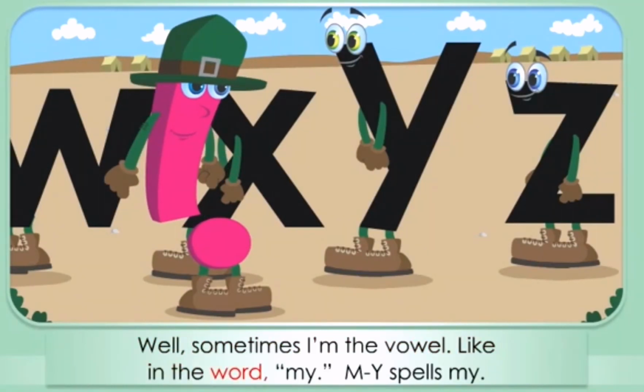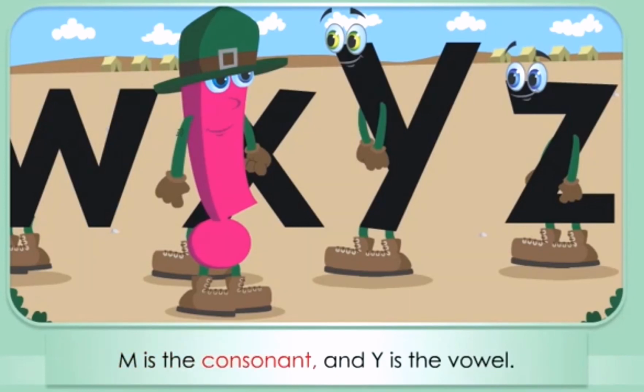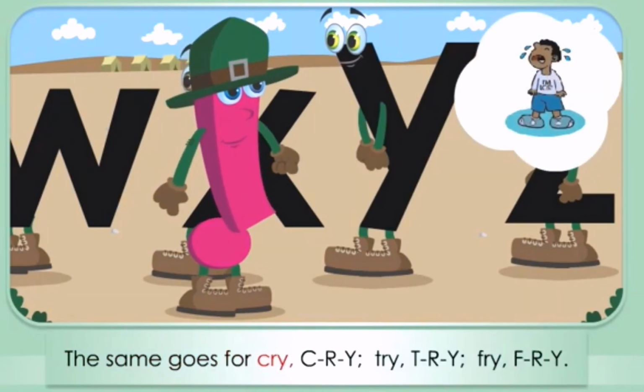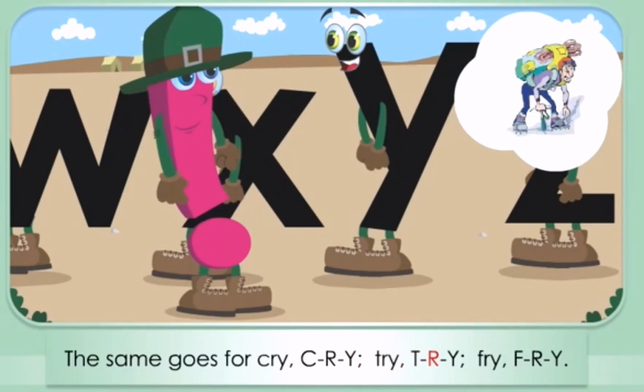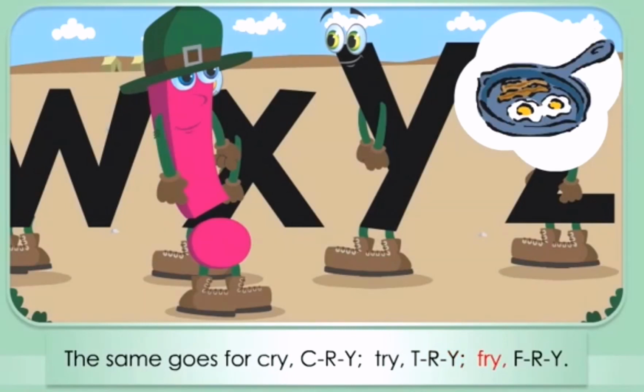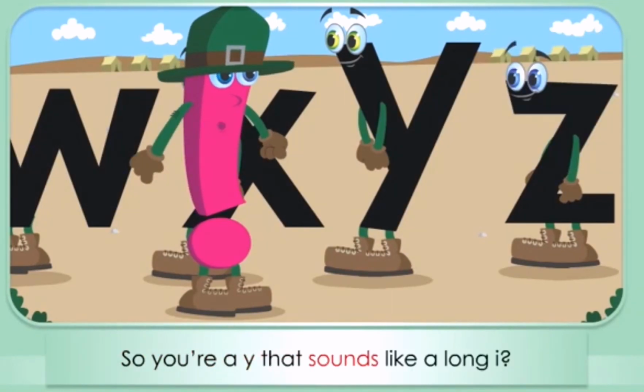Like in the word my. M-Y spells my. M is the consonant, and Y is the vowel. The same goes for cry. C-R-Y. Try. T-R-Y. Fry. F-R-Y. So you're a Y that sounds like a long I?